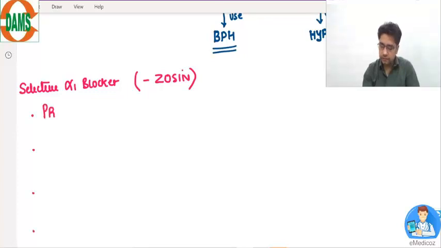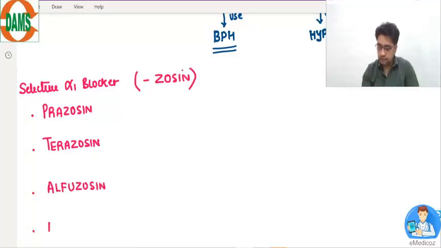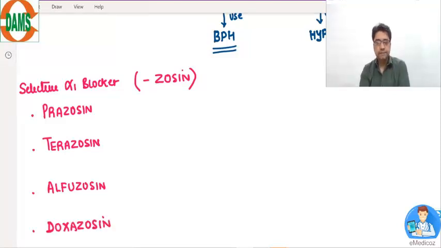First is prazosin, terazosin, alfuzosin, doxazosin. Simple. Very good. Simple to remember.